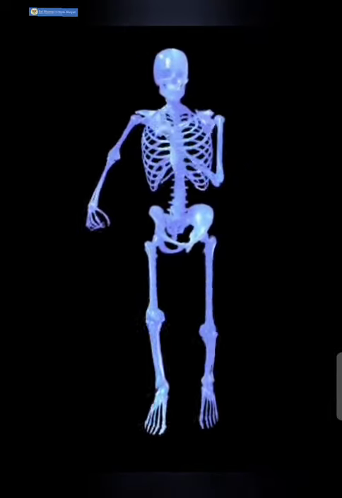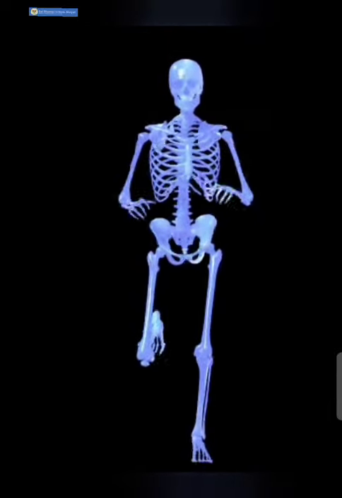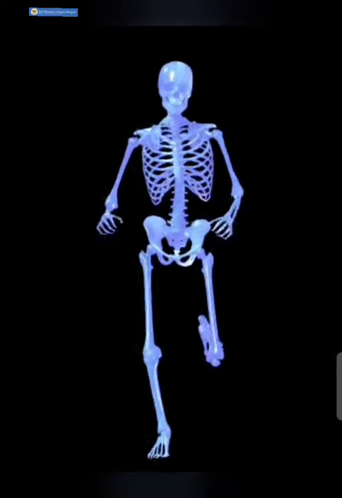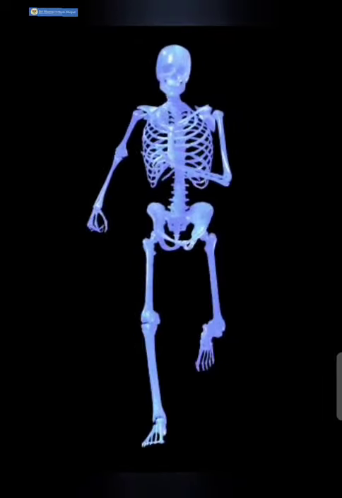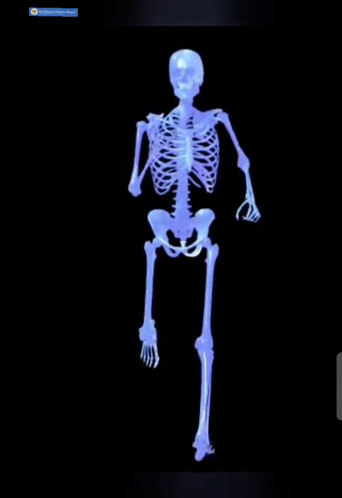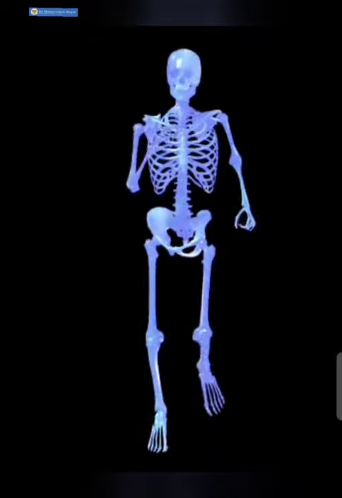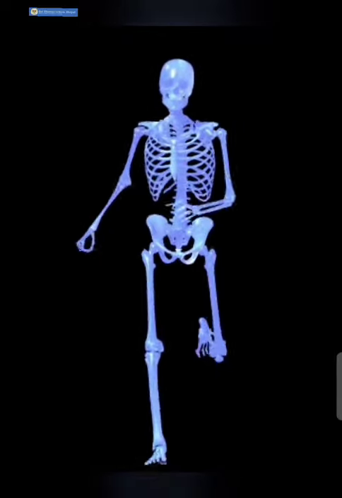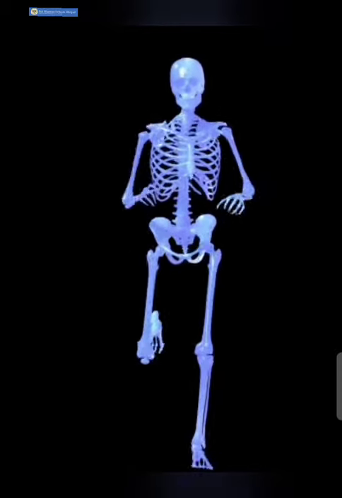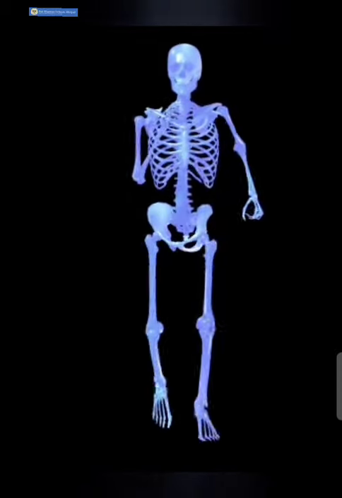The bones in our body are of different shapes and sizes. Some are long, some are short, some are curved, and some are straight. All the bones in our body form the skeleton. And do you see here the skeleton is moving? Yes, only because of this bone structure our body has the movement.